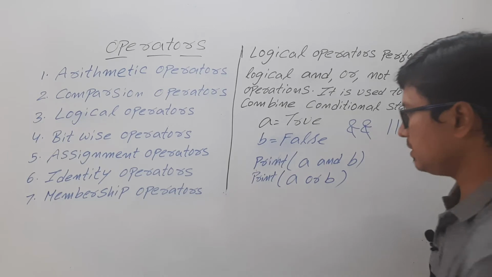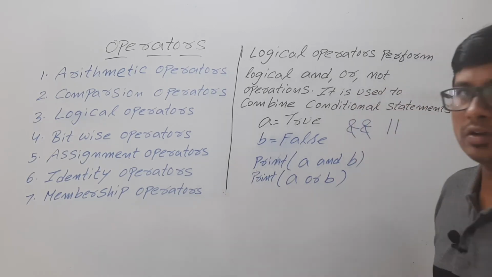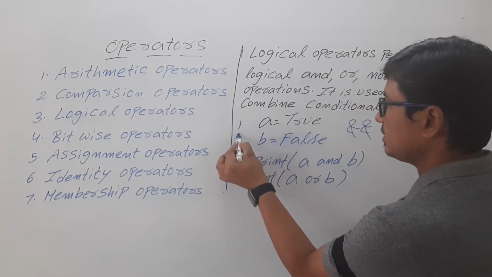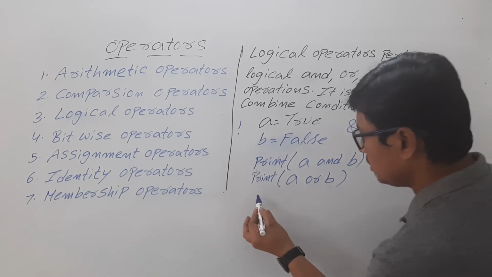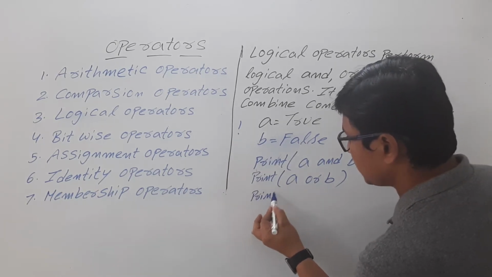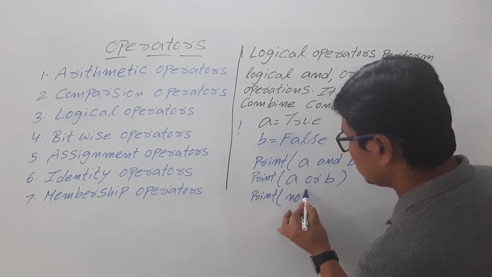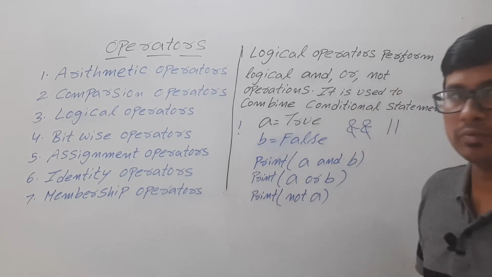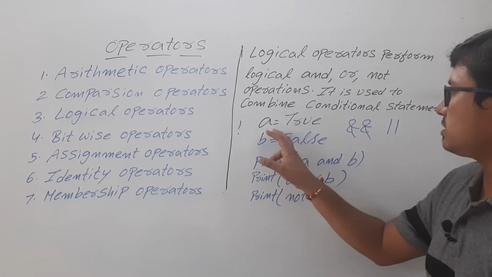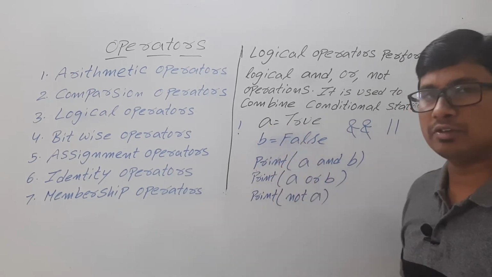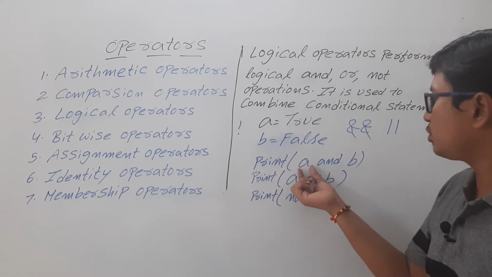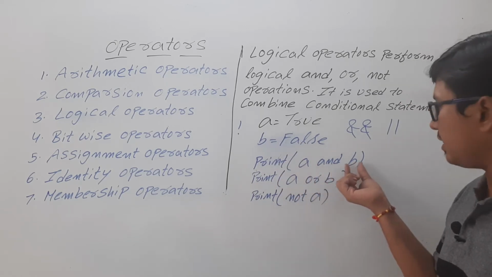Is it clear? Similarly, the NOT operation, logical NOT, we will represent like this. But in Python, we will represent it as print not A. Now let's see what will be the output. Now A consists of a boolean value true, B consists of the boolean value false. Now true logical AND false.